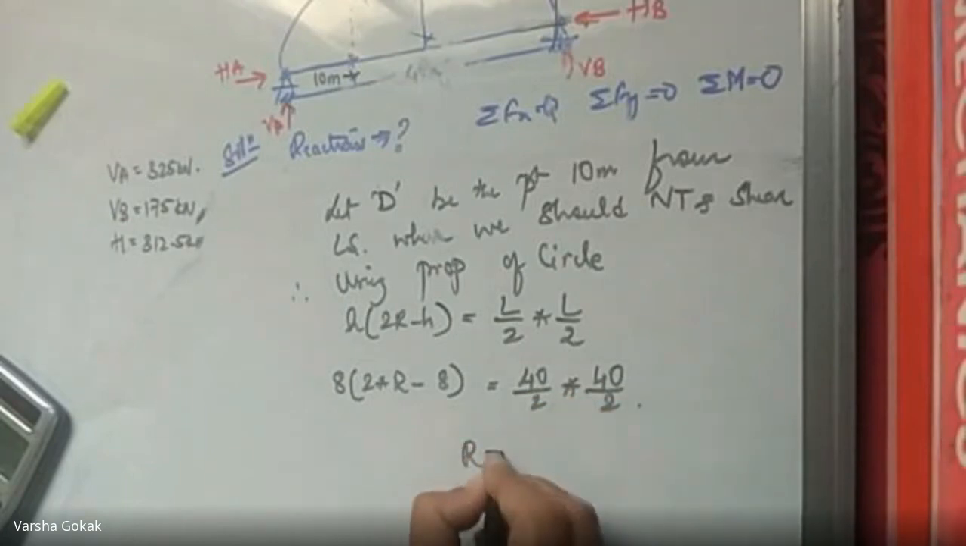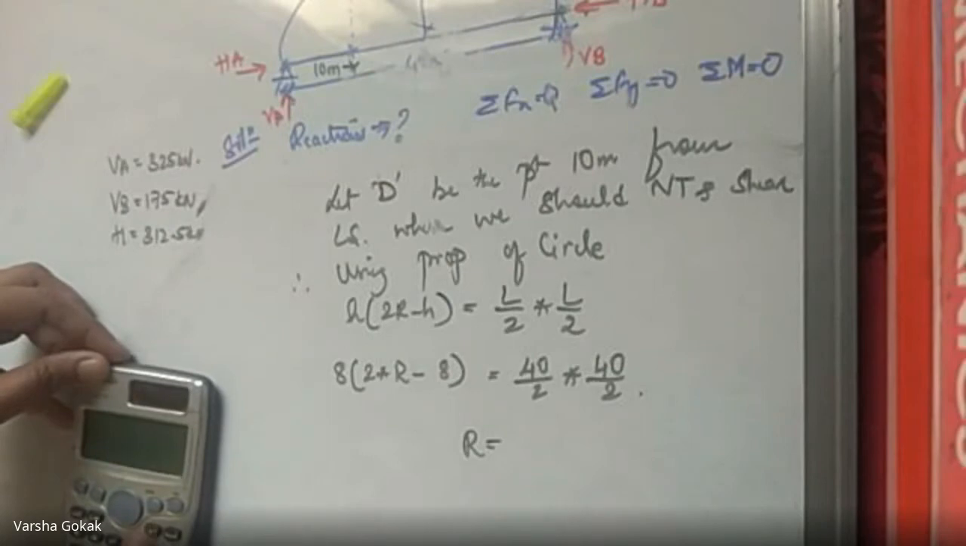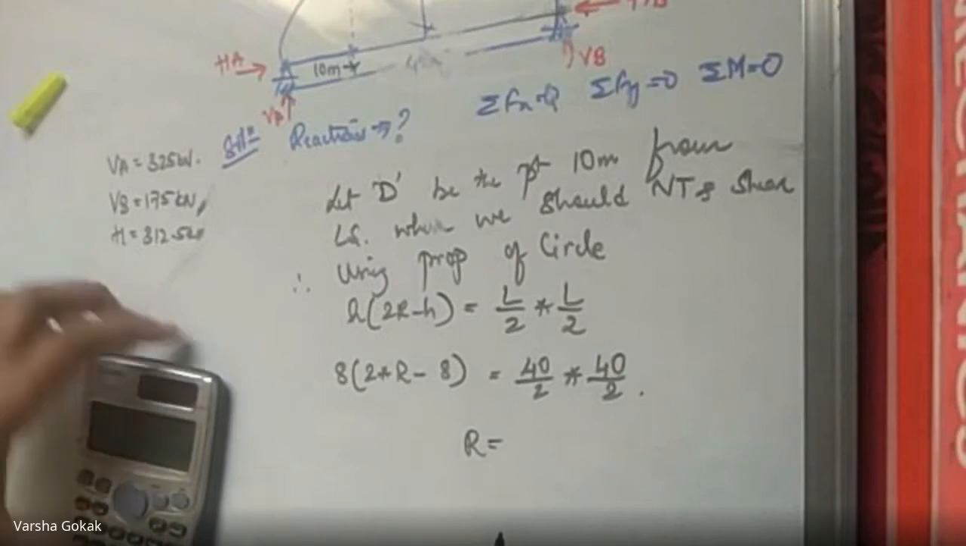So what is the value of R over here? Only R is unknown. 20 into 20 divided by 8 plus 8 divided by 8. How much is the value of R you're getting?